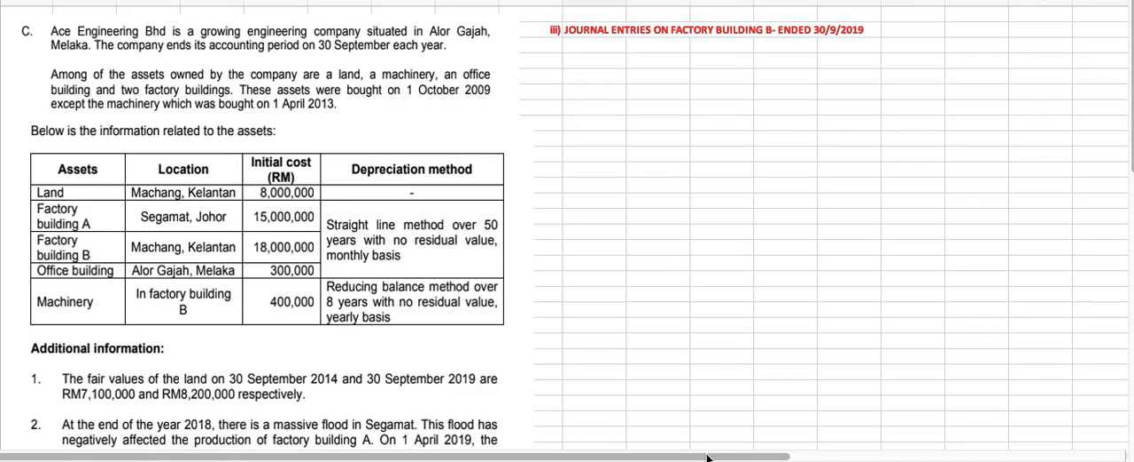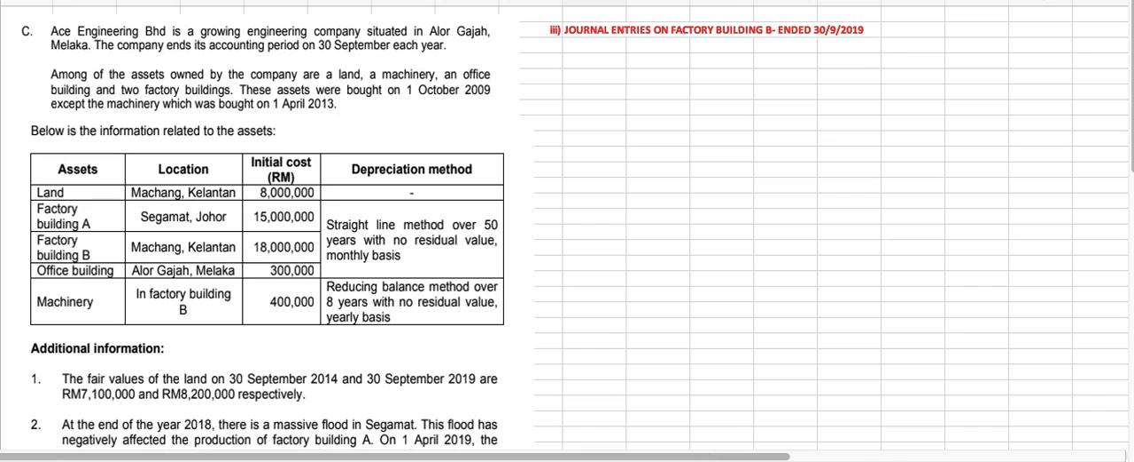Requirement number 3, question 1 is: prepare the journal entry to record all transactions related to factory building B for the year ended 30th September 2019.